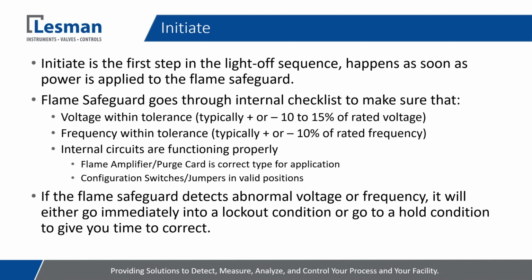And within the initiate step, at least with the Honeywell 7800 series, if there is an abnormal voltage or frequency, it will put you in a hold. So it's not going to lock you out right away. It may recognize that there might be some kind of issue or adjustment that needs to be done. It'll usually time out after about 4 minutes and give you a lockout condition. If you have the keyboard display, it'll display some type of message indicating what parameter is out of compliance.